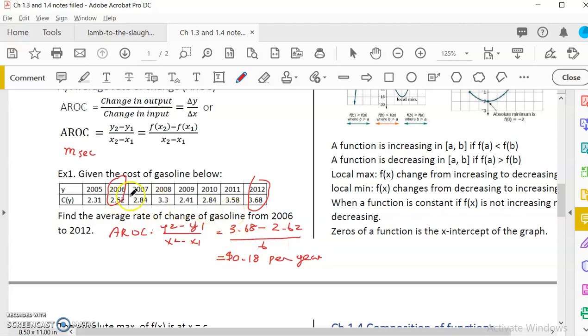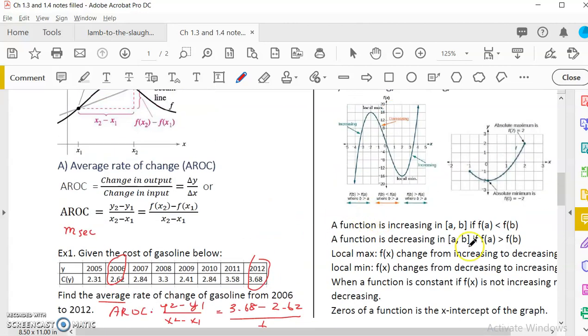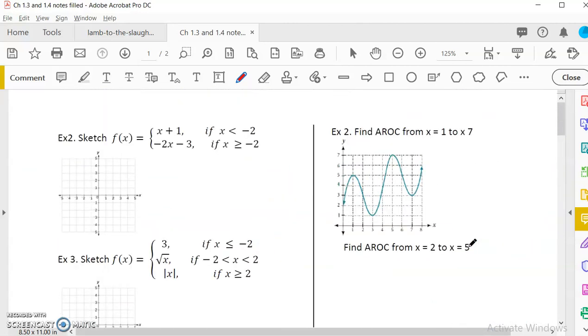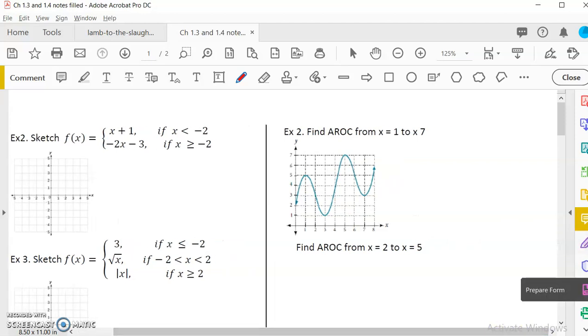We obviously see that the cost actually increased, but it increased on average 0.18 per year. Now, actually, it does not increase 0.18 every year. Actually, it goes up and down. So that's why we use the word average. That means on average, looking at just the 2 years, that's how much it increased. So likewise, we can calculate AROC, average rate of change, of any function or any data that is documented as a graph from 2 x values. So at x equal to 1 to x equal to 7.